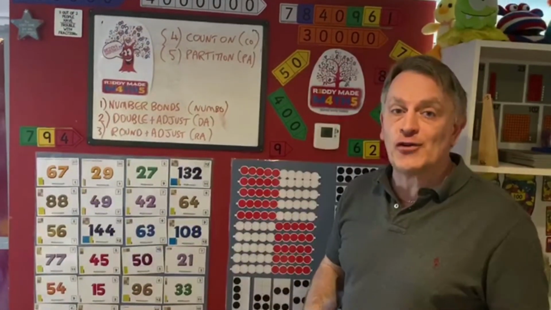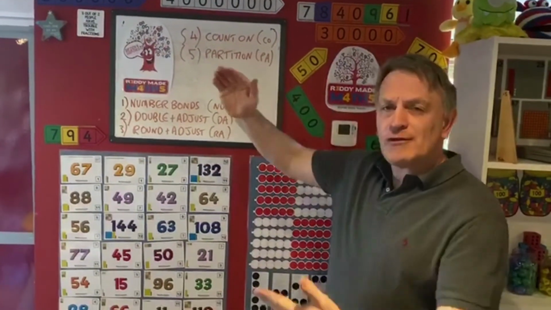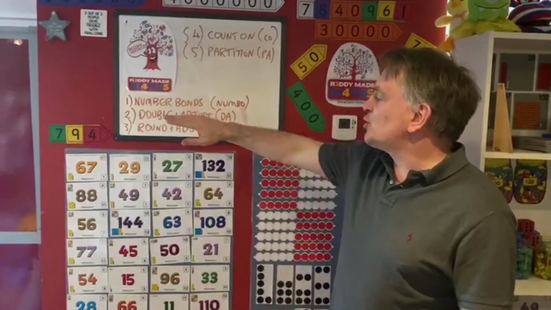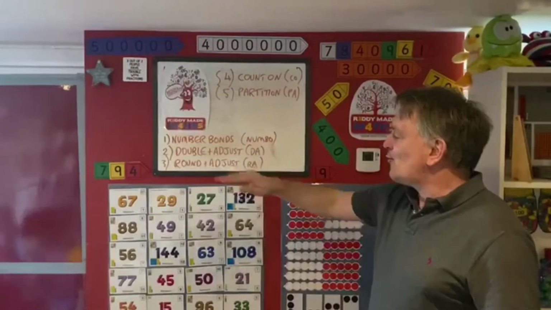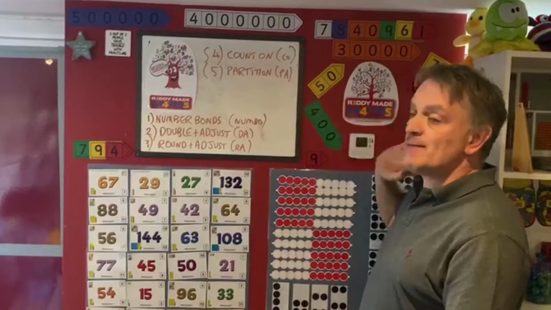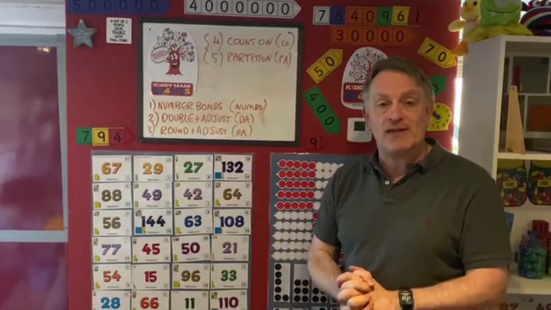As I mentioned at the start of the week, we've now got a bank of strategies that we've been building up all week. I've just kind of given them little nicknames. Number bonds is numbo. Double and adjust is known as da. Round and adjust is ra. Count on is ko. And partition is pa. There is a reason for that. You'll meet that in some of the upcoming sessions.